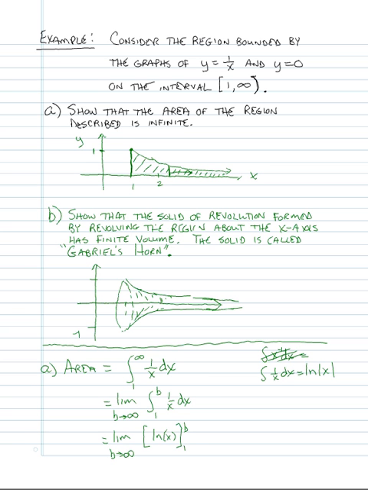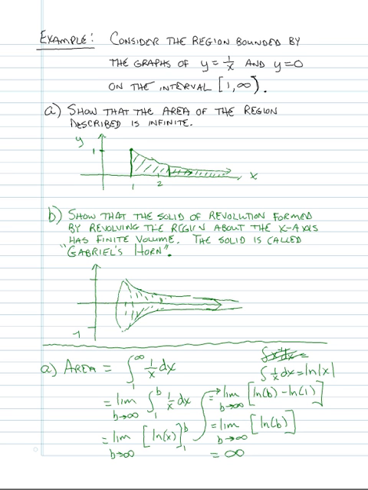So when we do that evaluation, we're going to have the natural log of b minus the natural log of 1. Of course, the natural log of 1 is 0, so what we really have here is nothing more than the limit as b approaches infinity of the natural log of b. As b gets larger and larger, so does the natural log of b. So the limit of the natural log of b as b goes to infinity is, in fact, infinity. And that's what we were really asked to show here.